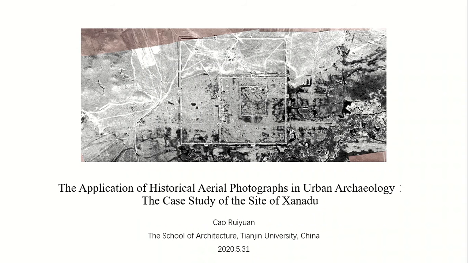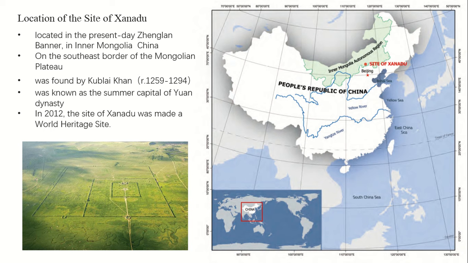Hello everyone, today my topic is the application of historical aerial photographs in urban archaeology, the case study of the site of Xanadu. The site of Xanadu is located in the present-day Zhenglan Banner in Inner Mongolia, China, on the southeast border of the Mongolian Plateau.